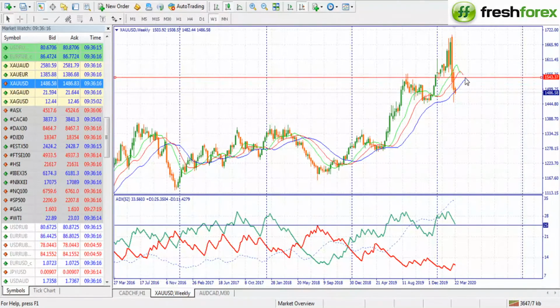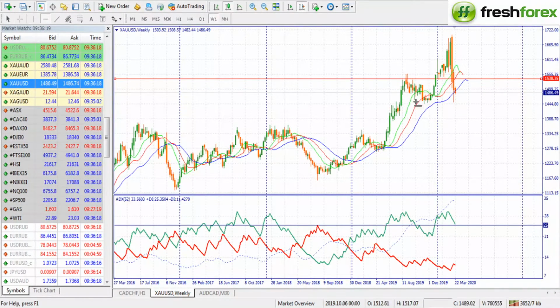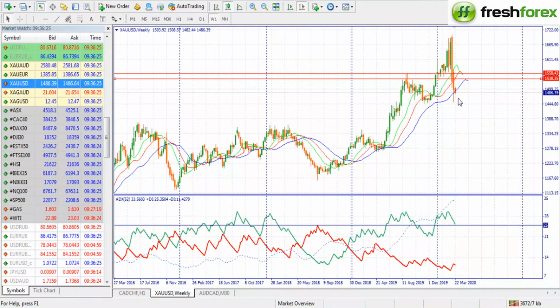We do have a level here, a very good support here. So a resistance, a break above, a support, there's a break below. So the price needs to pull back up to this zone here so that we can pick a sell up to this level.